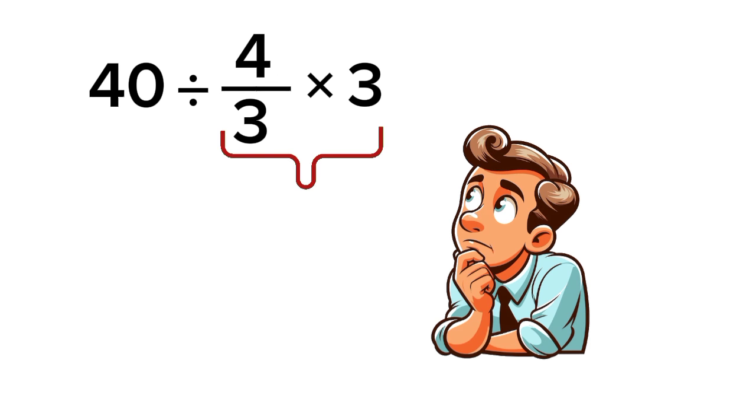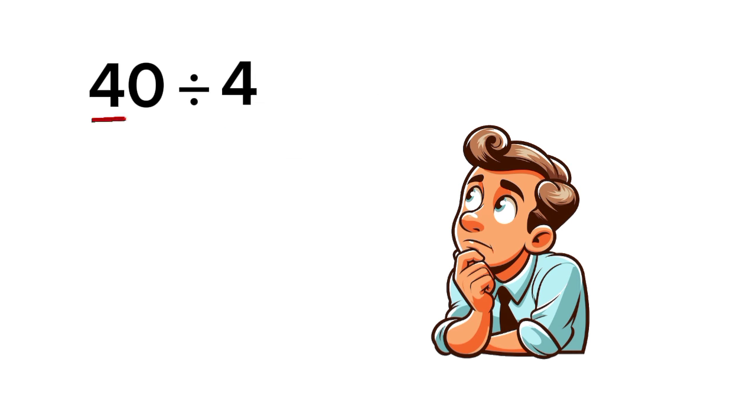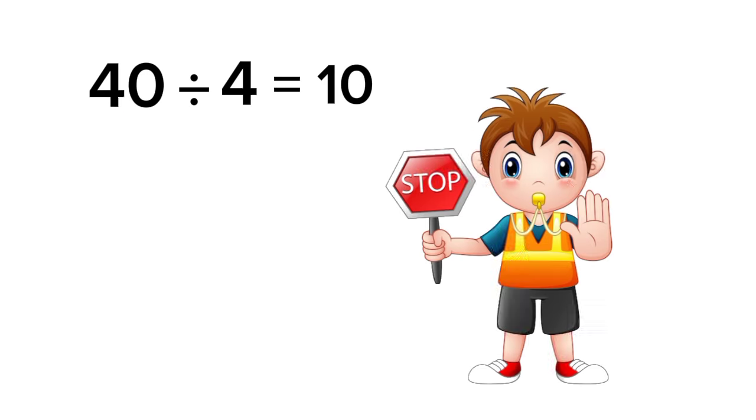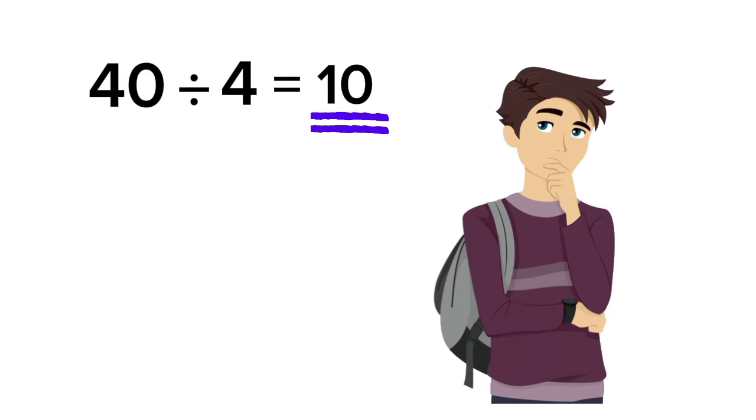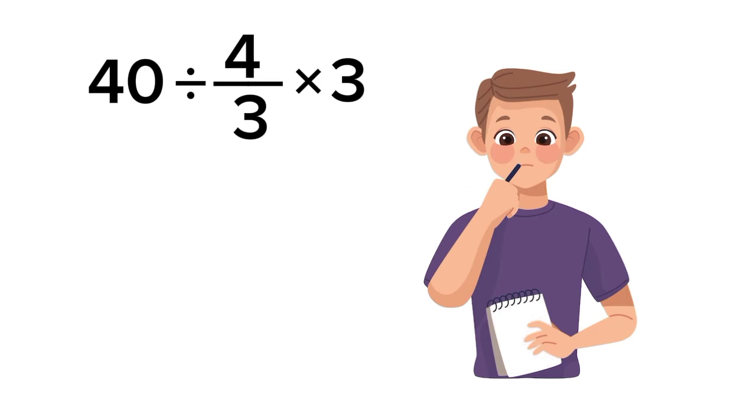So they go, 4/3 times 3, those 3's cancel, leaving just 4. Then they say 40 divided by 4 equals 10, and they stop right there, thinking the answer is 10. But that's not correct. Let's see what really went wrong.